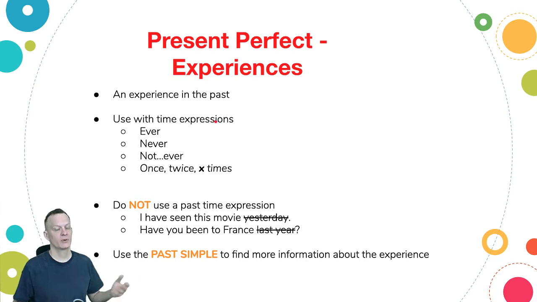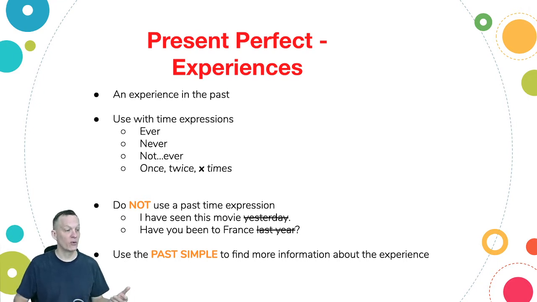These happened in the past, but we want to emphasize the experience. That's the important thing, the experience itself, not the time, not when it happened. The time expressions that we use in the present perfect are ever, never, not ever, and you can talk about frequency, or the number of times that you have had that experience, okay? So the number of times you have been to France, for example, okay?